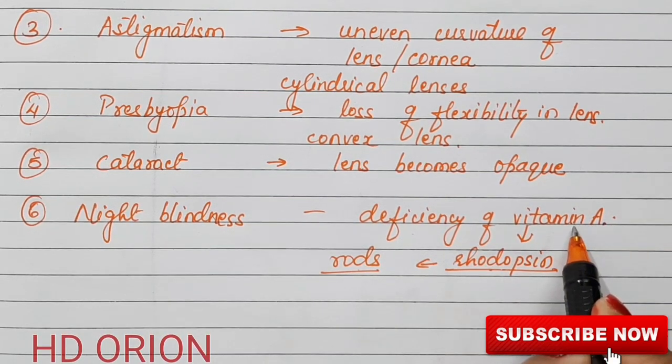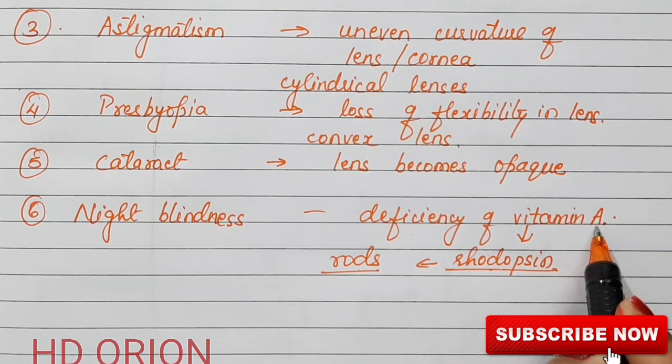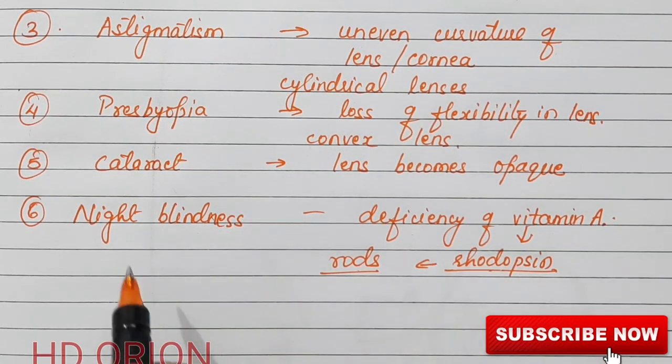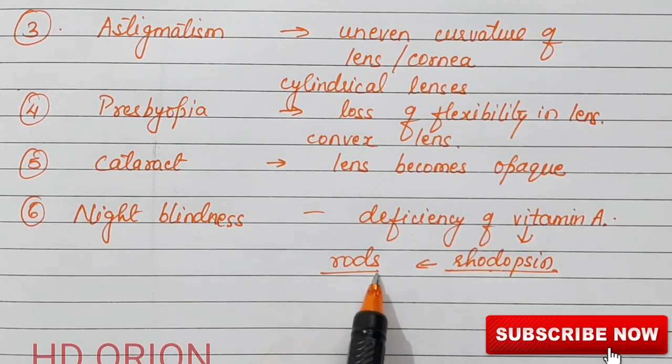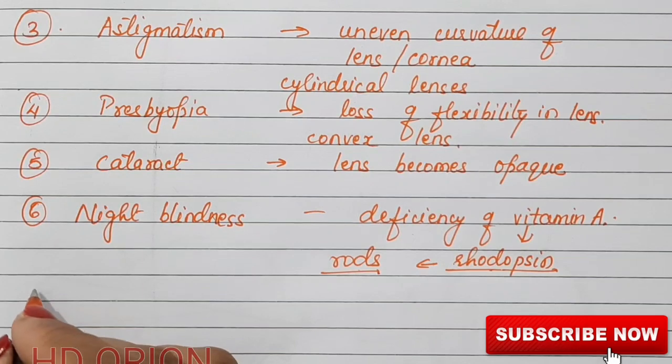So if vitamin A is not taken properly in the diet, this is a deficiency disease. Rhodopsin synthesis is barred, and therefore a person suffers from night blindness, because rods are not properly manufactured, and therefore there is an inability to see in dim light.